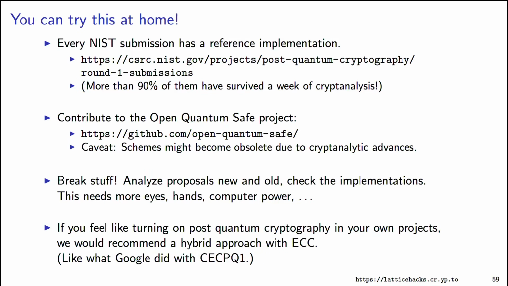So you too can go and analyze these implementations, break them, prove their security, whatever you like. This is what the world needs. If you're interested in integration of quantum safe crypto into actual protocols, there is a project called the Open Quantum Safe Project, which has a bunch of implementations of schemes and integrations into things like OpenSSL. You may not want to use this right now because schemes may become obsolete due to cryptanalytic advances like the ones we've seen. There's a lot of work at every level to break stuff, analyze proposals, and look at implementations.